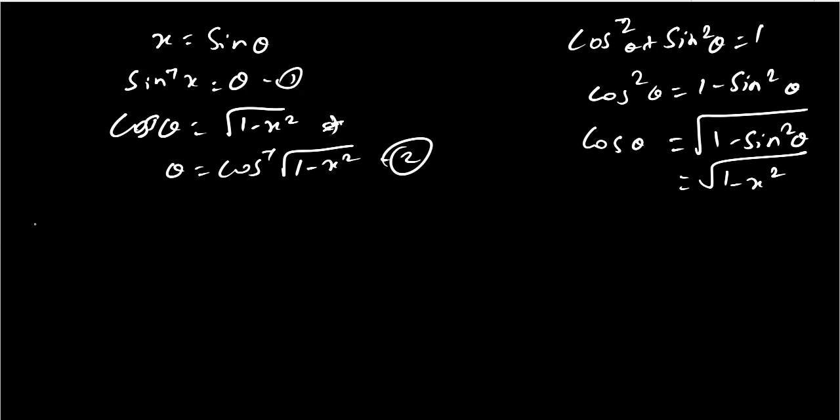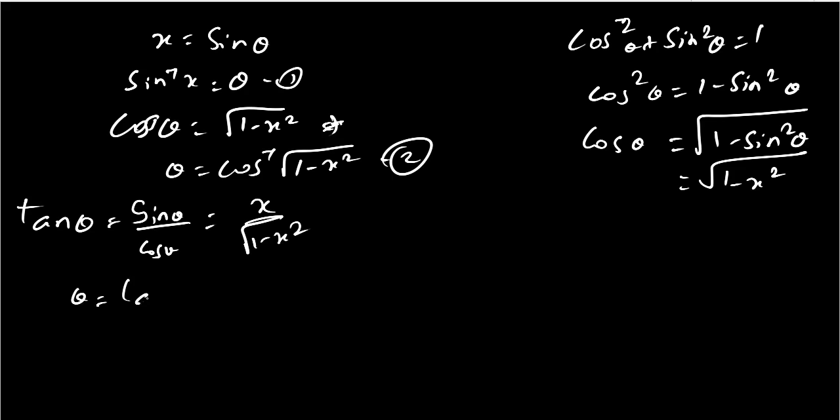And third one, if you take tan theta will be sin theta by cos theta. Sin theta divided by cos theta, so that sin theta is x and cos theta will be square root of 1 minus x square. So from this, tan theta equal to x by square root of 1 minus x square. That means theta equal to tan inverse of x by square root of 1 minus x square. From this we can arrive cot inverse. Cot inverse is reciprocal of tan inverse. So cot inverse will be square root of 1 minus x square divided by x.